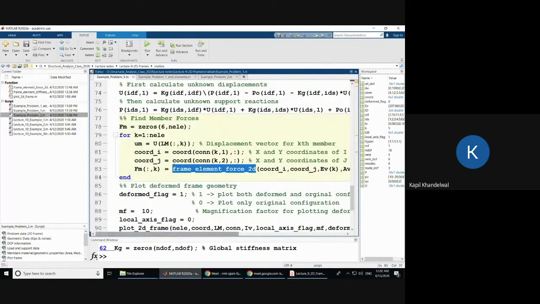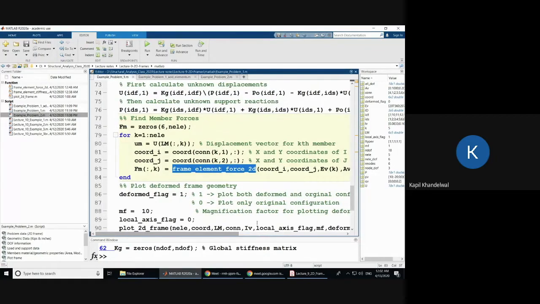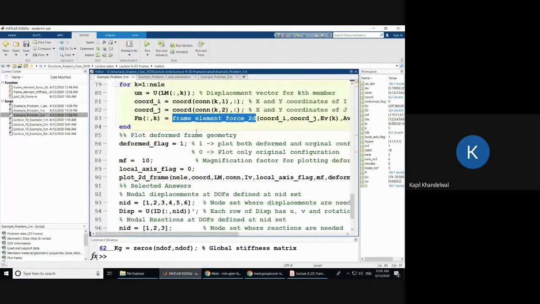This function actually calculates the member forces in the local coordinate system. I will not show you my code, but you have to write this code yourself. I have already given you an idea how to write this code and what should be in this code. And finally, after solving this problem, I try to plot the deformed geometry.